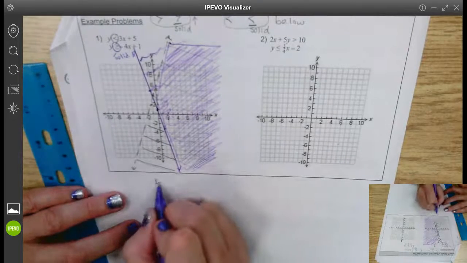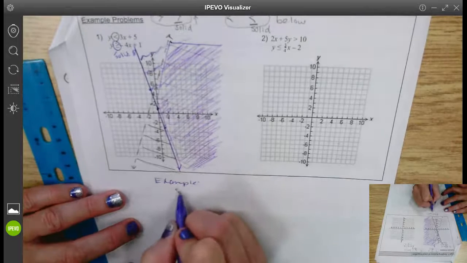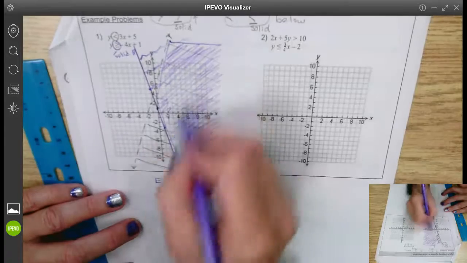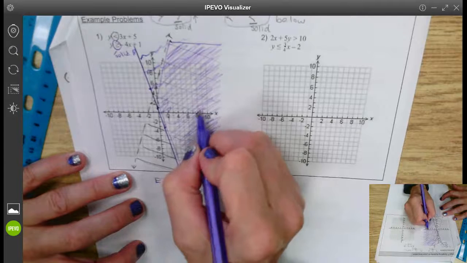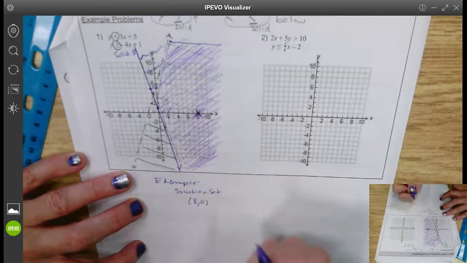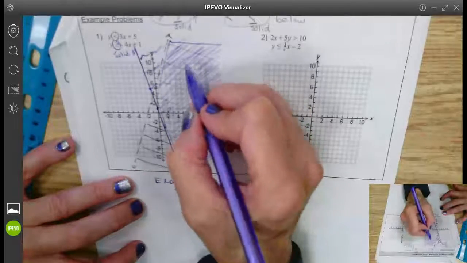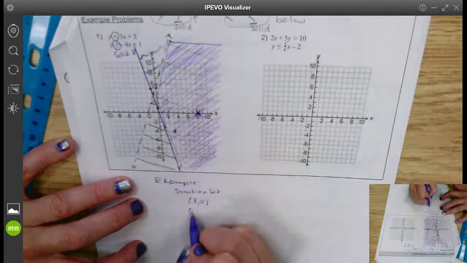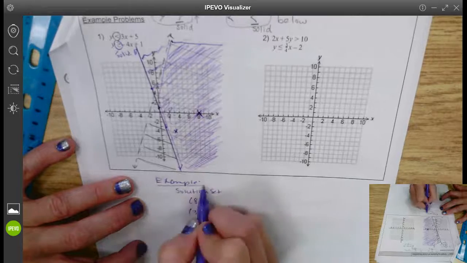So if I ask you to give me an example of one point that is in the solution set, you've got to go into only the zone where it's solid shading, solid line. So like I'm going to make one up. So I know that 8, 0 works. These are just samples. There's tons of answers. I can go over here and do like this one here, over 3 down 4. That's a solution set example. Again, these are just samples.